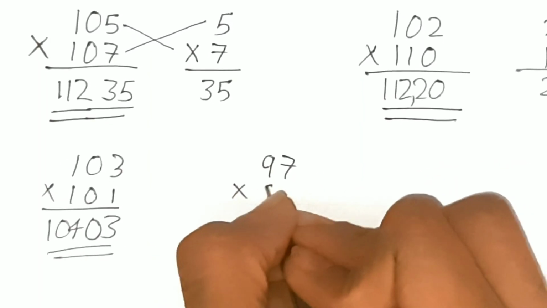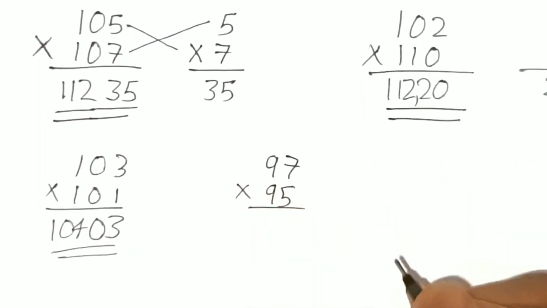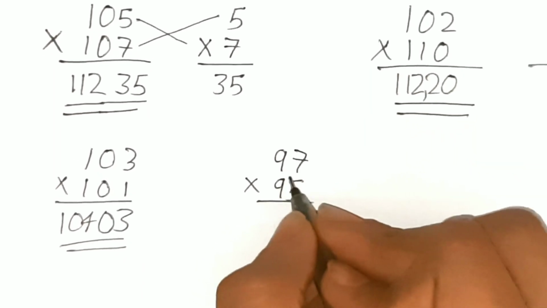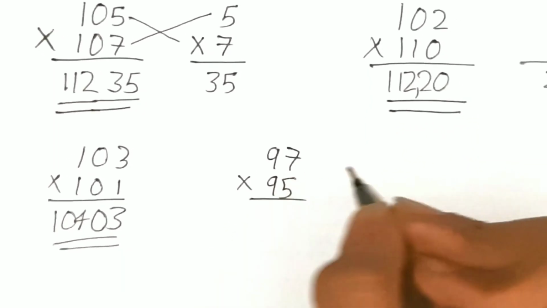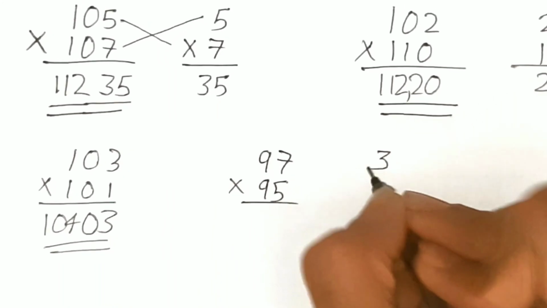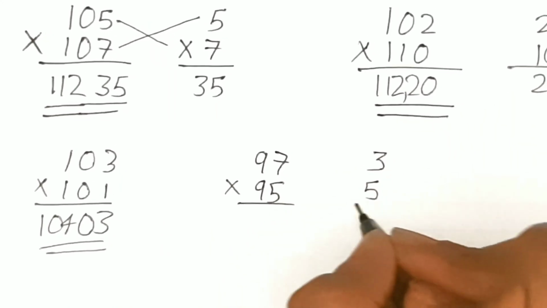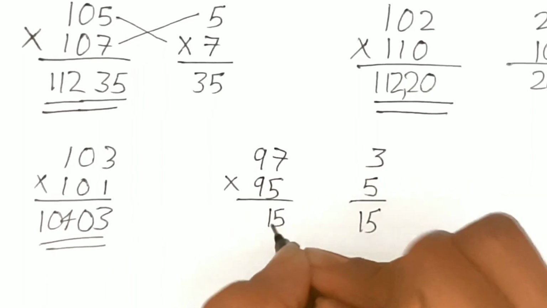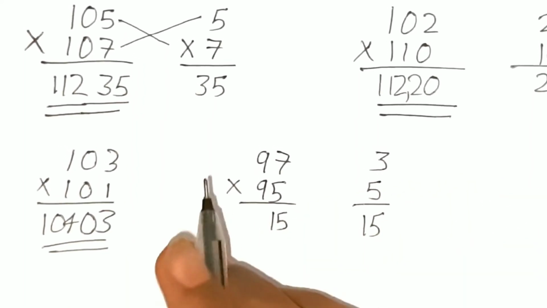Now let's try smaller numbers. So we have 97 into 95. In this, you need to see how much smaller the number is than 100. So over here it is 3 units smaller, and this one is 5 units smaller. So we'll do 3 into 5, that is 15. That would be our tens and unit digits.